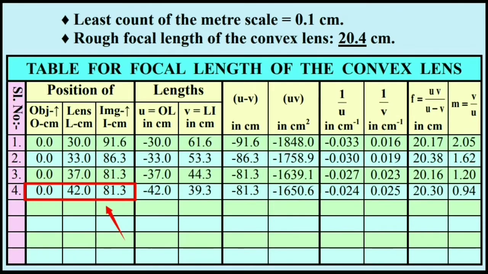Observation number 4 is well recorded in this table, where the object pin position is 0.0, lens position is 42.0, and the image locating pin position on the meter scale is 81.3, and the rest of the values are calculated based on this observation. Let's proceed and go for the next observation.